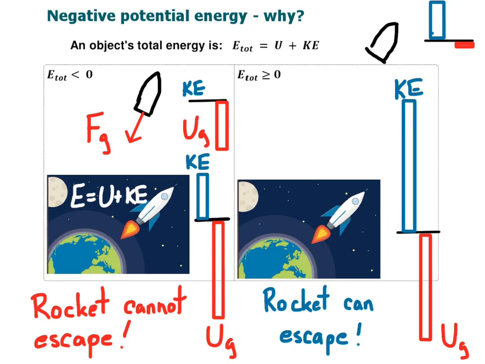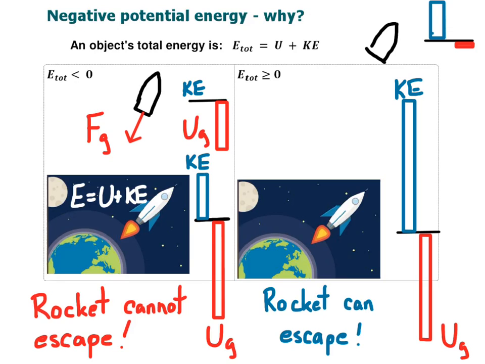So the reason that we have negative potential energy is because we can compare that to kinetic energy and figure out whether or not we're going to be able to escape the planet's gravitational pull. If we're in this domain where total energy is greater than or equal to zero, then we have enough kinetic energy to escape the planet. If we don't have enough kinetic energy, then our total energy is less than zero and we cannot escape the planet's gravitational pull. We're not free.